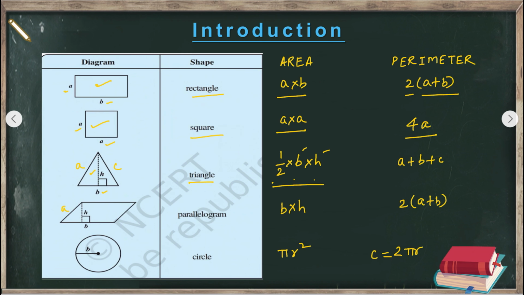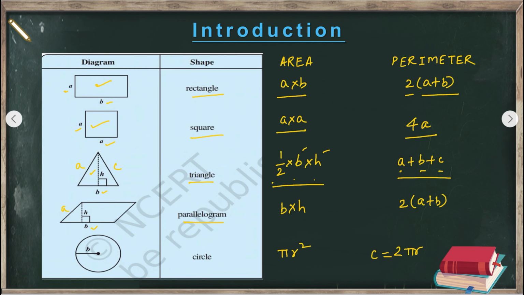Then the perimeter of a triangle is the sum of the measures of all three sides, that is A plus B plus C. So if you add all the three sides of a triangle, you will get its perimeter. Next is the parallelogram.